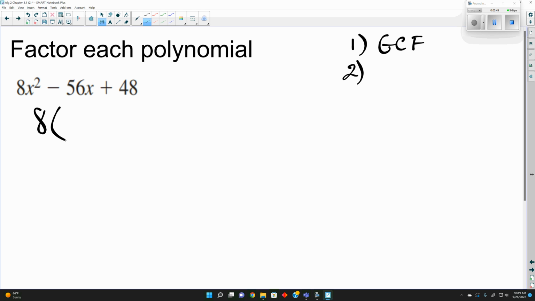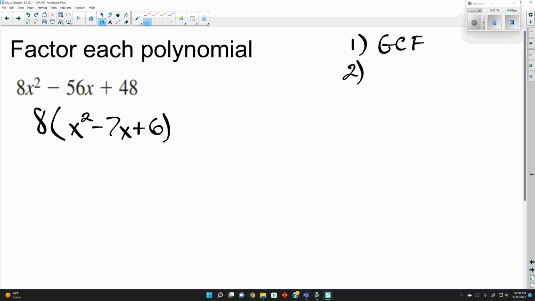So if we factor an 8 out of all three terms, 8 out of 8x squared is going to be just x squared. And if we factor an 8 out of 56, we have 7x. And 8 out of 48 is going to give us 6. So that takes care of the first step.